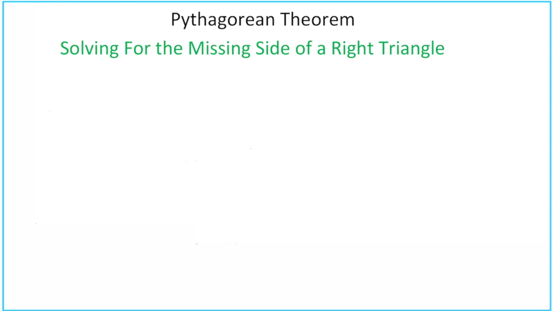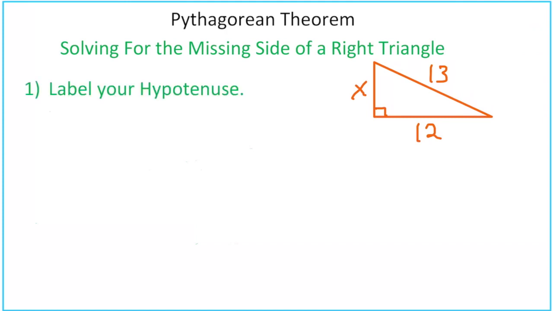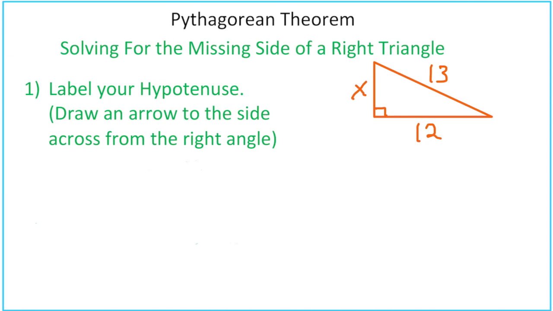Let's go ahead and take a look at a problem, and we'll take notes on how to solve for the missing side of a right triangle. So the first step that you do is label your hypotenuse. And the way you can find your hypotenuse is you can draw an arrow to the side across from the right angle. So you can go ahead and draw an arrow from your right angle to the opposite side. That would go to the 13 and label that as your hypotenuse, and you can just abbreviate that H.